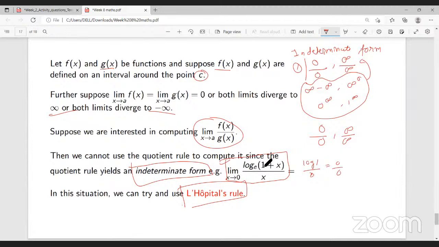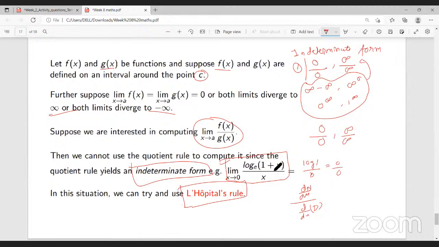And if I simply differentiate the numerator and denominator, in L'Hospital's rule, what do we do? We differentiate the numerator separately and the denominator separately. We are not applying the quotient rule here. The quotient rule is something different. We are just differentiating the numerator and denominator individually.